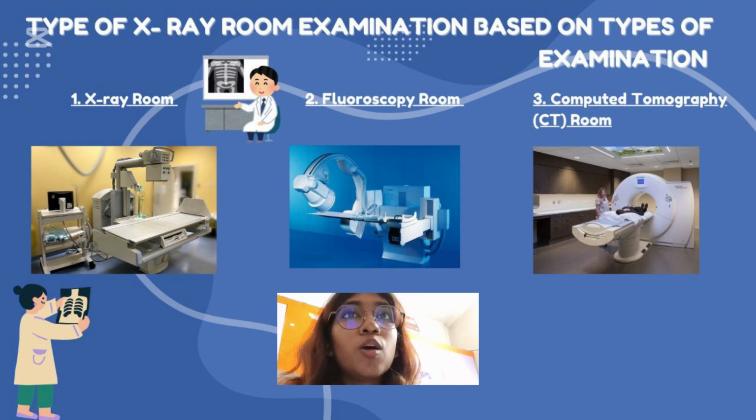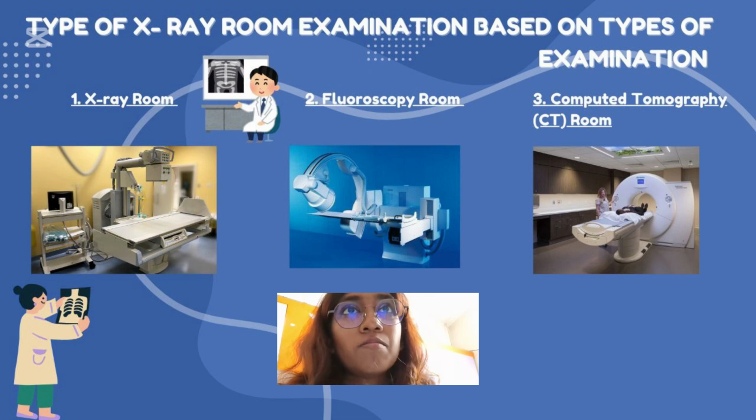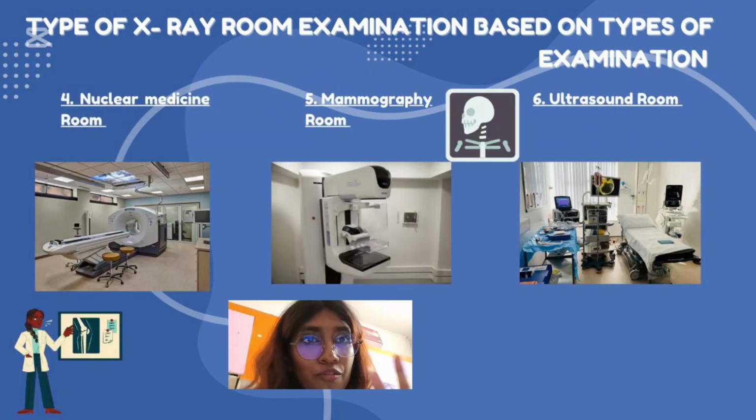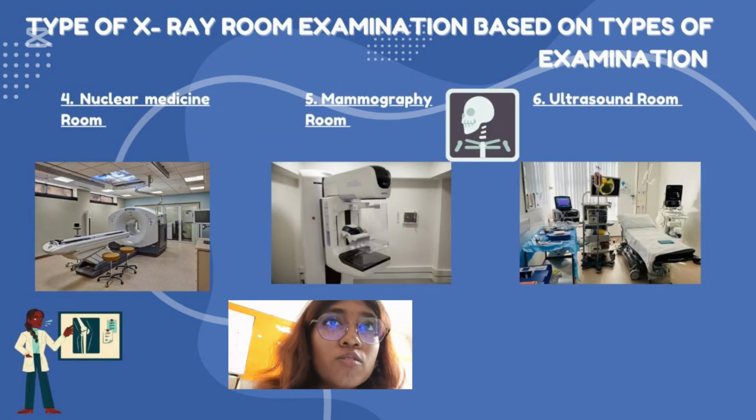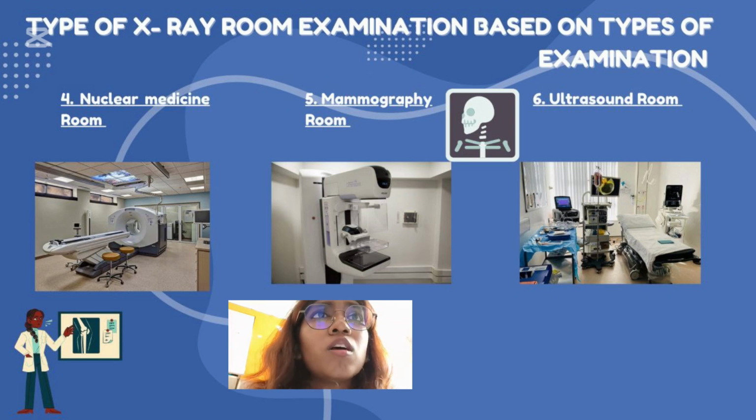Third room is a computed tomography, also known as a CT scan room. A CT scan room is used for a chest scan, an abdominal and pelvic scan, head scan, and spine scan. The fourth room is known as a nuclear medicine room. The nuclear medicine room uses radioactive tracer materials. So this is used to examine thyroid scan and detect nucleotides, bone scans, and also lung scans to see pulmonary embolism.